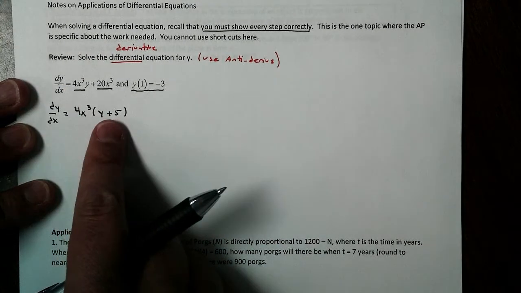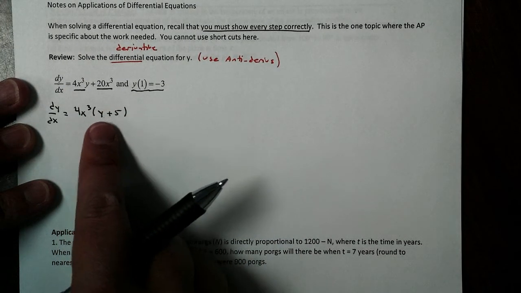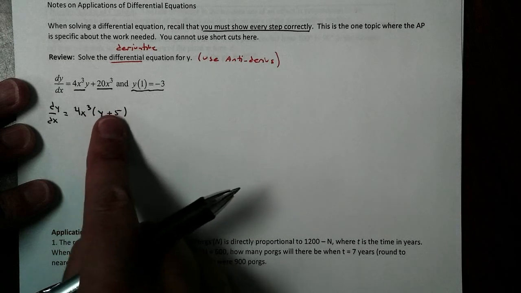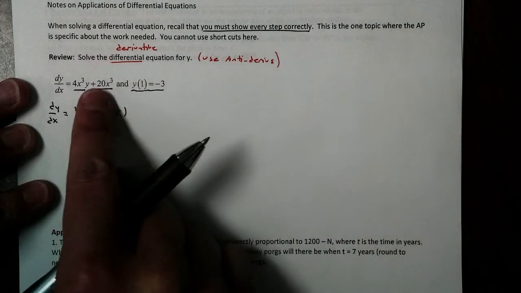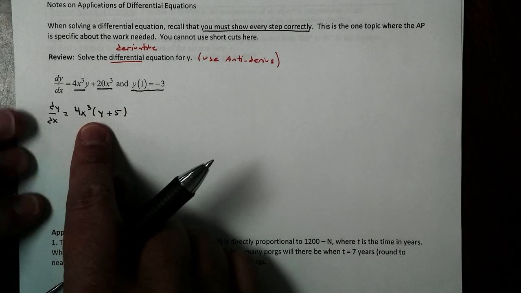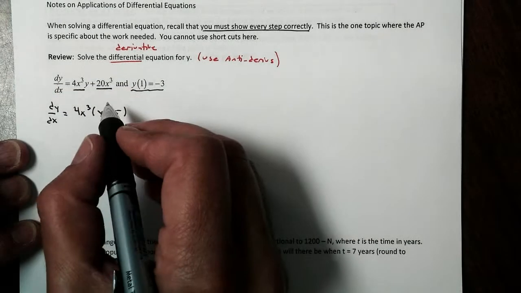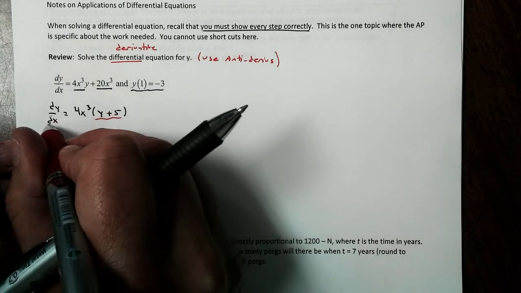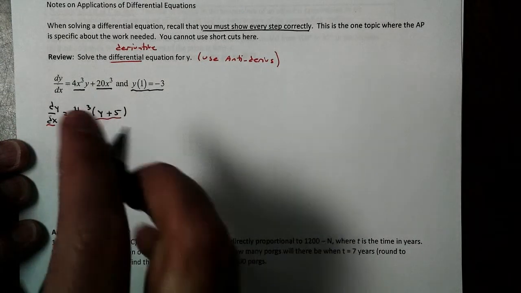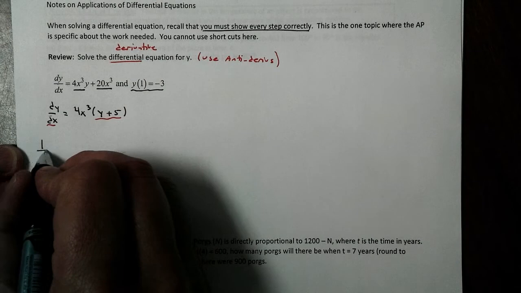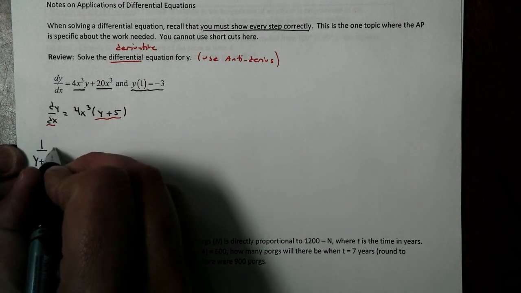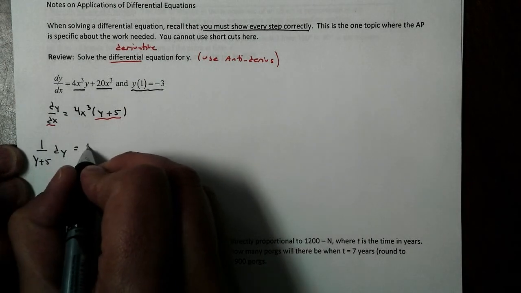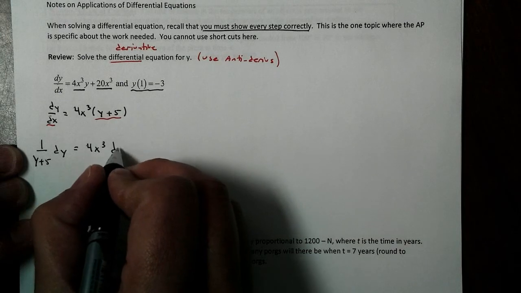Now this is going to allow me to separate my variables. Remember, to separate your variables, you have to use multiplication or division. We can't use addition or subtraction. That's why we wanted to factor this problem out. The y plus 5 is going to go over, and the dx is going to be moved over. So we get 1 over y plus 5 dy equals 4x cubed dx.